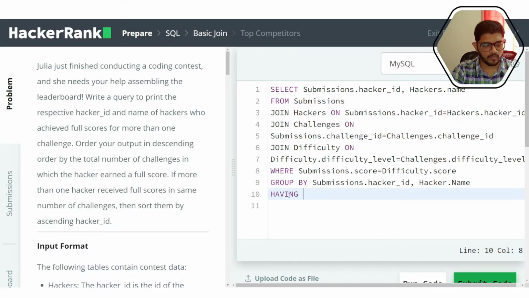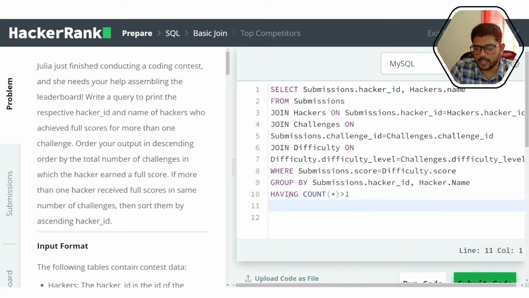So we are going to put this having clause. Having what? Having count of star greater than 1, right? So having count of star greater than 1 is going to count only those students who got full score in more than one challenge. That is what we are getting here in this having clause.